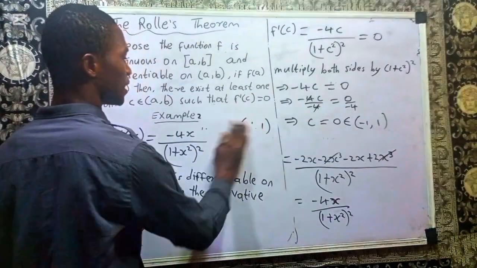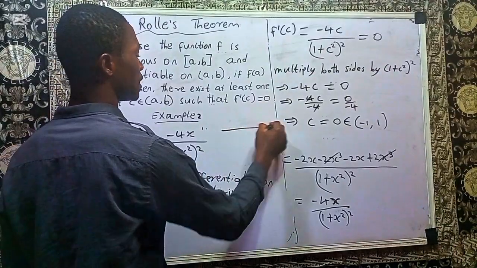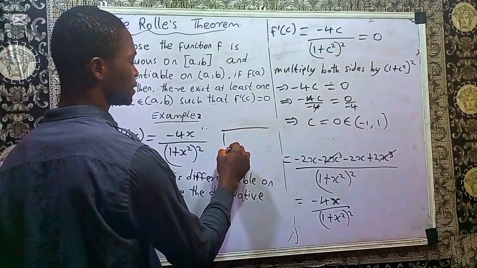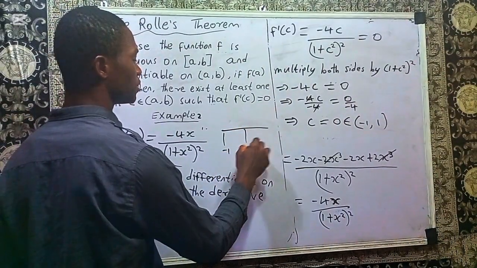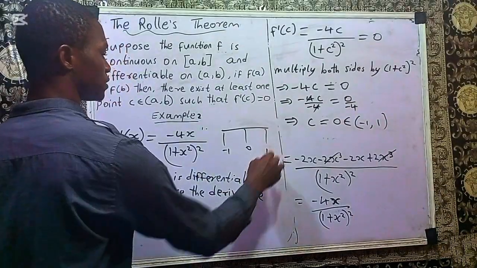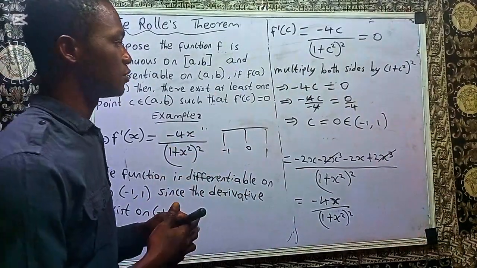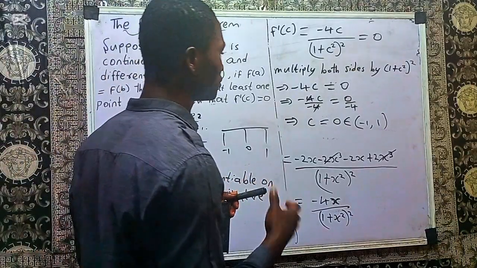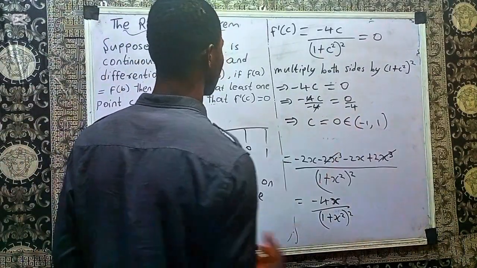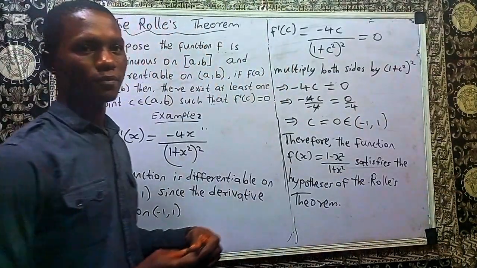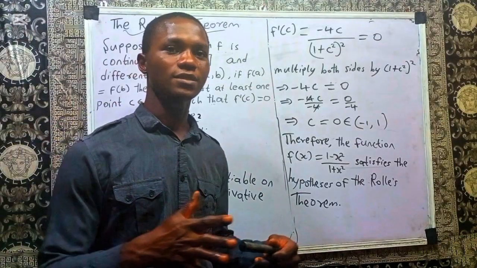Right? If you draw your real line, you have negative 1 here, 0 at the center, and 1 somewhere here. So 0 is at the middle. Is a number at the middle in this open interval. Okay, the function satisfies the hypothesis of Rolle's theorem.